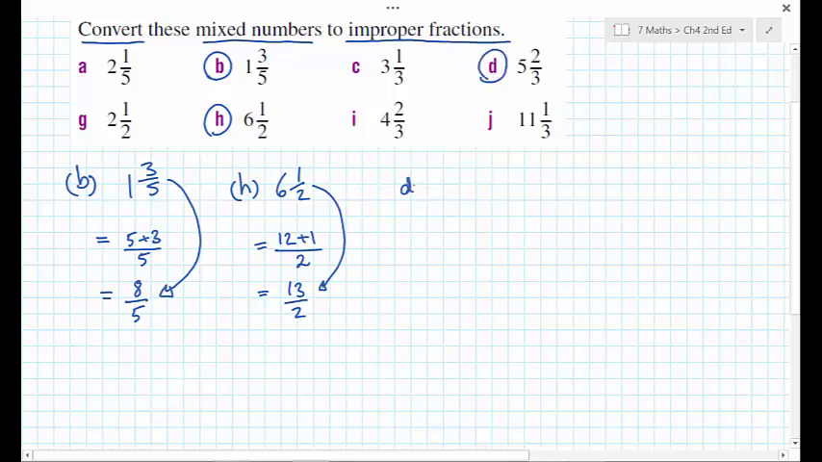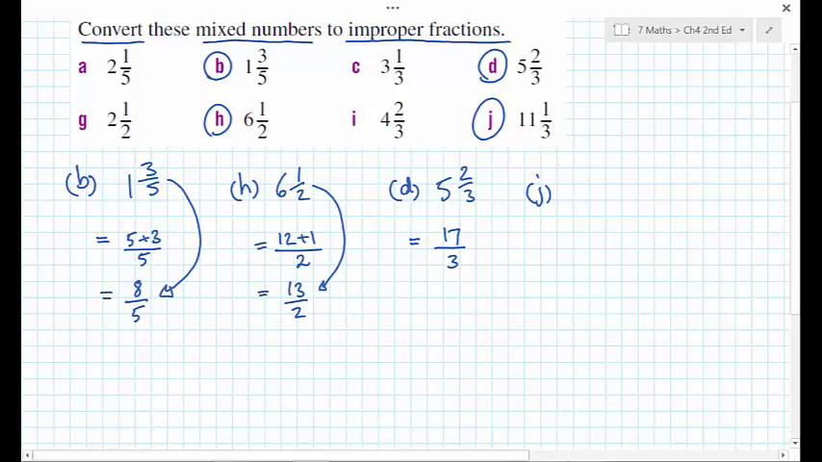So with D, let's look at D, 5 2/3. Basically all I need to do is think, okay, it's all going to be over a third. 5 times 3 is 15, plus 2 is 17. So I can just think of that, and I can go straight to that number if I want. But remember, if I have trouble doing that, always show this step.